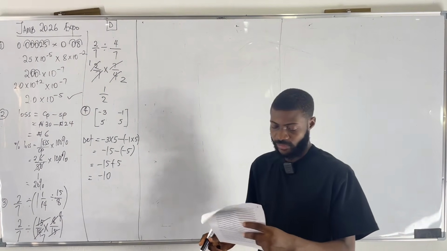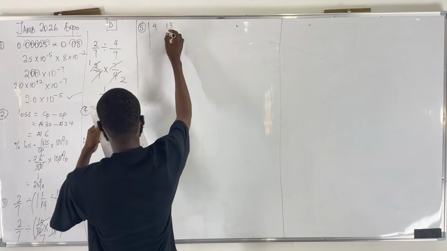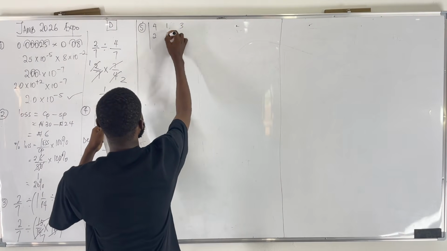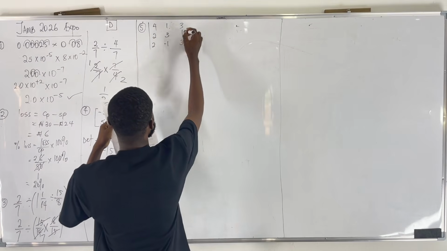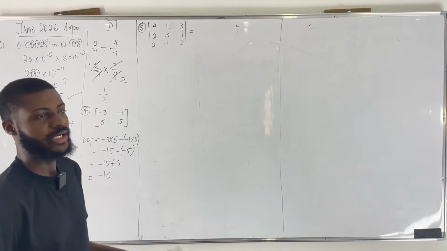Let's move on to question 5. Question 5 says we should evaluate that very thing. Take note, when you see 2 straight lines, it means you are finding determinant. So in this case, we're finding determinant of the matrix 4, 1, 3, 4, 1, 3, 2, 3, 1, 2, -1, 3. Okay, now to find determinant, we can use any row or any column.